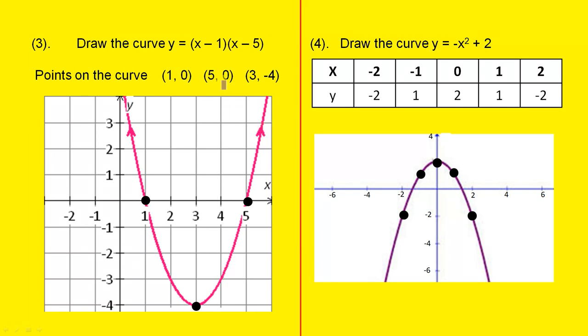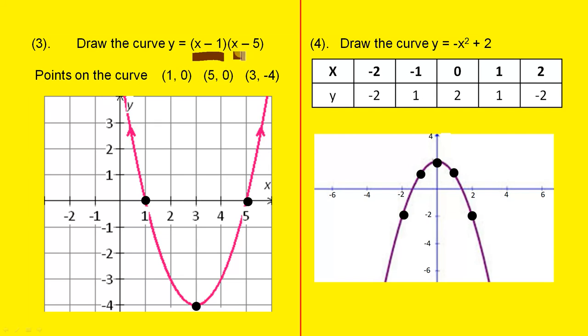For the third one, a very interesting one, draw the curve y equals x minus 1, x minus 5. Sometimes you'll have the equation in the form of brackets or grouping symbols, and all you do, you take each grouping symbol individually. So take that one there. What x value do I have to put in there to make y equal 0? Okay, well if you put x equals 1, you get 1 minus 1 is 0. So basically, when x is 1, y is 0, so the point is 1, 0.